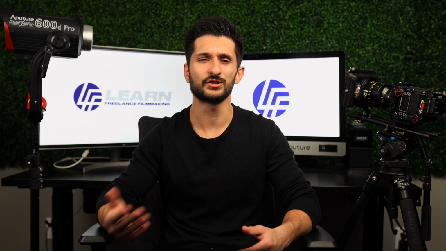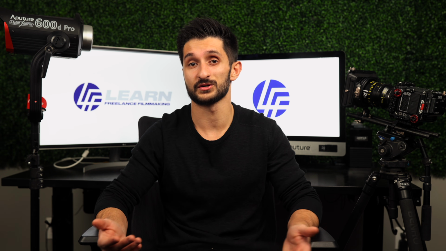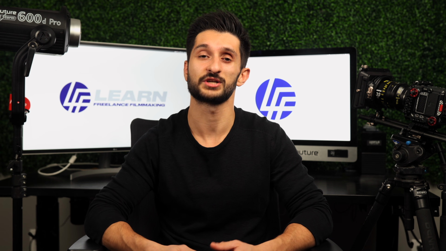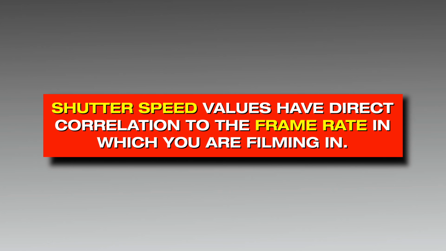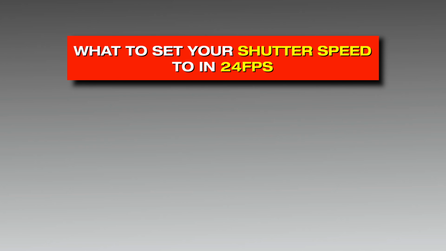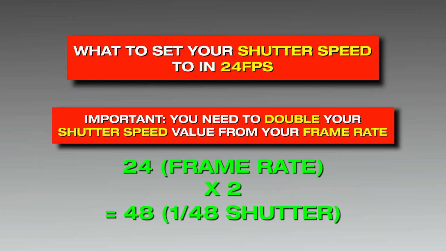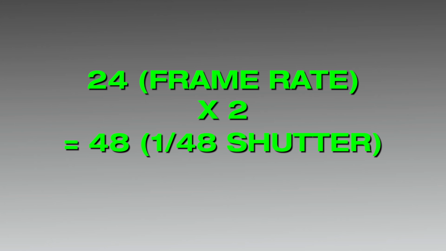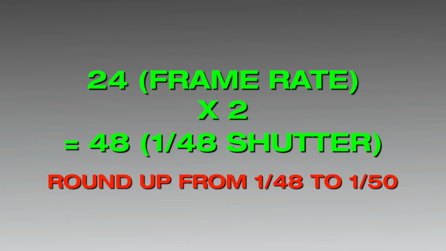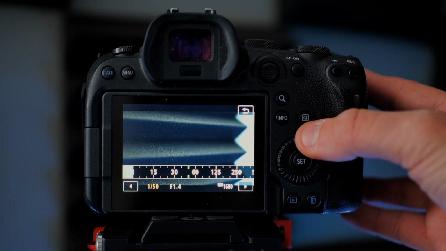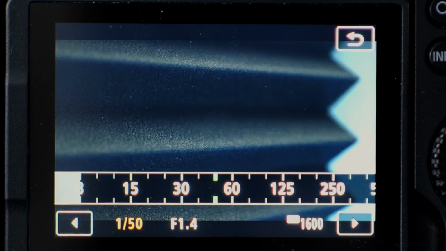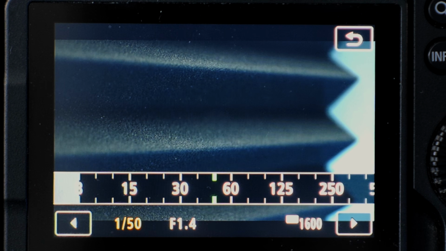You may be wondering, when do I know what shutter speed value to set my camera to for a scene? It's actually quite simple if you follow the shutter speed value rules. Shutter speed values have a direct correlation to the frame rate in which you are filming. If you film a scene in 24 FPS, you want to double your frame rate value for your shutter speed value. 24 multiplied by 2 equals 48. So you would set your shutter speed to 1/48. However, on DSLR and mirrorless cameras, you will have to round from 1/48 to 1/50. This is because 1/50 is the closest rounded number to 1/48. Set your shutter speed to 1/50.